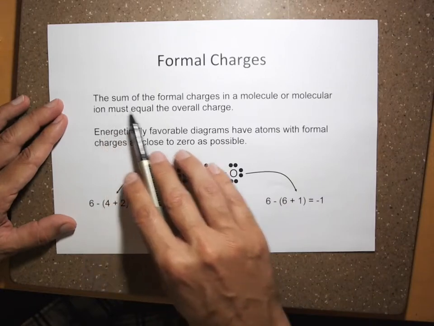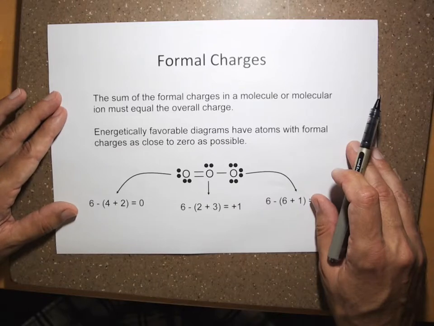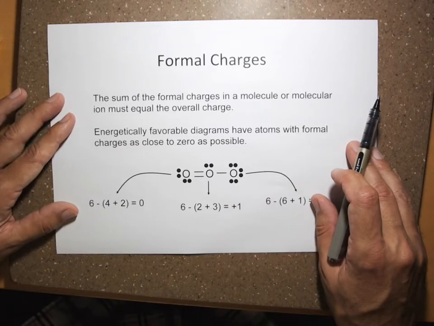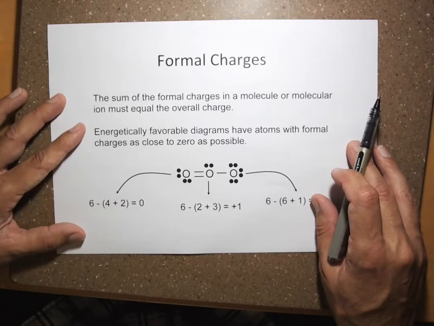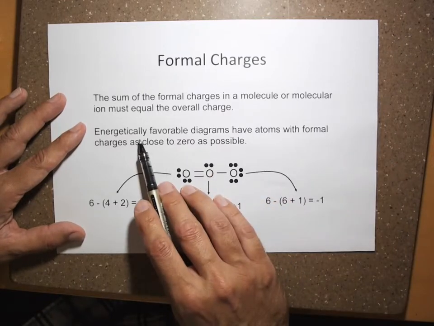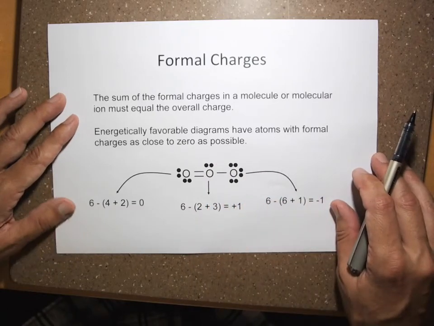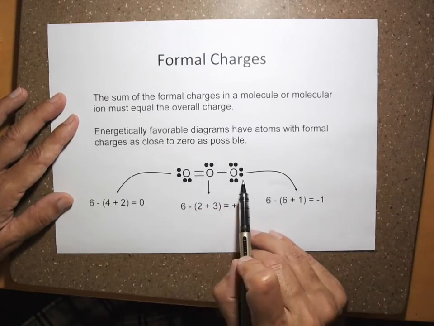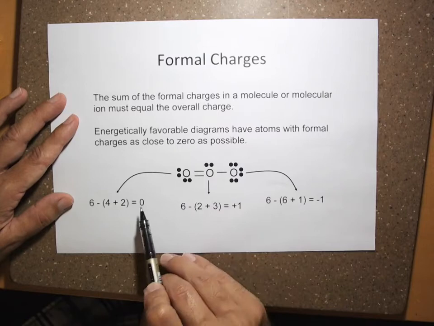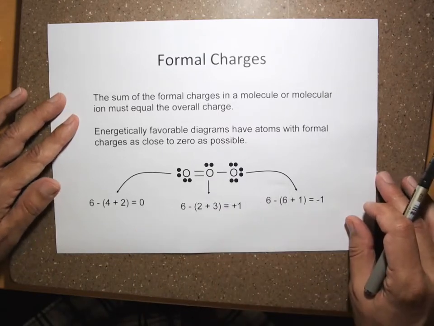Well, to begin with, the sum of the formal charges in a molecule or molecular ion is equal to the overall charge. So for a neutral molecule like ozone, the sum of those formal charges would be 0. If it is a polyatomic ion, the sum of the formal charges is the charge on that ion. The most energetically favorable diagrams tend to have atoms with formal charges as close to 0 as possible. If we look at our representation of ozone, this is a neutral molecule. Indeed, when I sum 0 plus 1 minus 1, I get 0 for that neutral molecule.